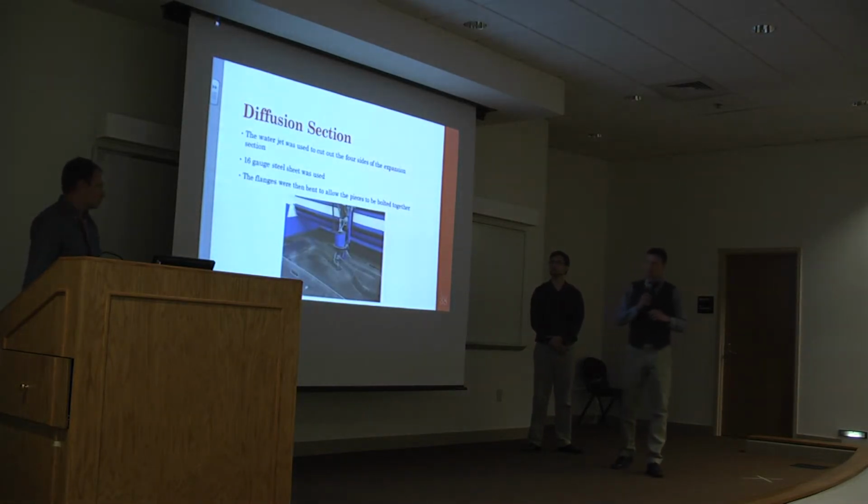For the diffusion section, we used the water jet in the AEC. This was a pretty simple process. We just got 16 gauge steel, put it on there, and the water jet, how it works is it takes the CAD data and is able to profile whatever profile you have in your CAD. So it just went to work, cut out the profile that we needed. After those were cut out, we bent the flanges, and those 4 pieces that were bent were able to be bolted up together.